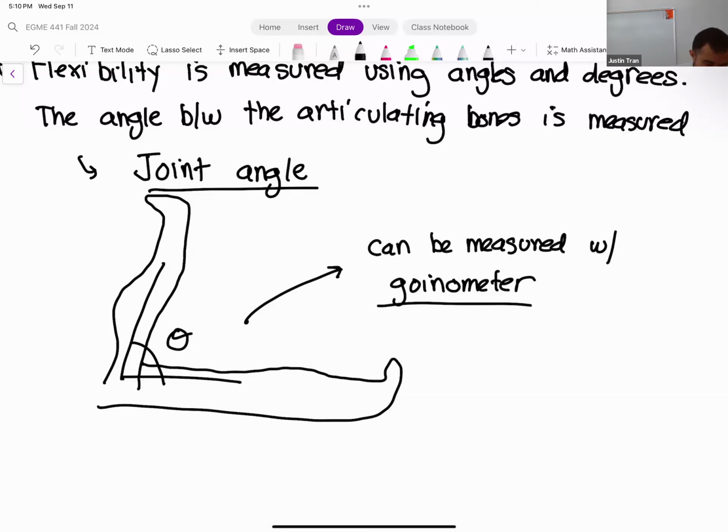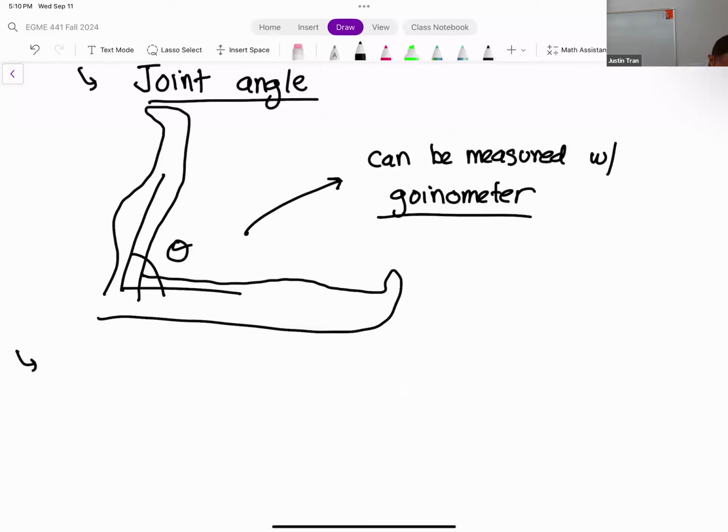Okay. So the reason joint flexibility is often an area of interest when you're talking about biomechanics is that joint flexibility is often strongly correlated to injury risk.